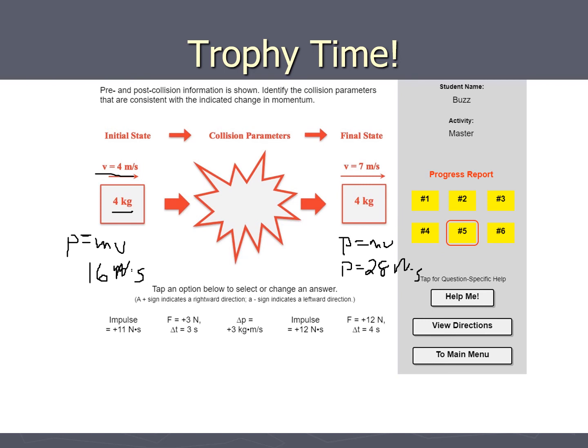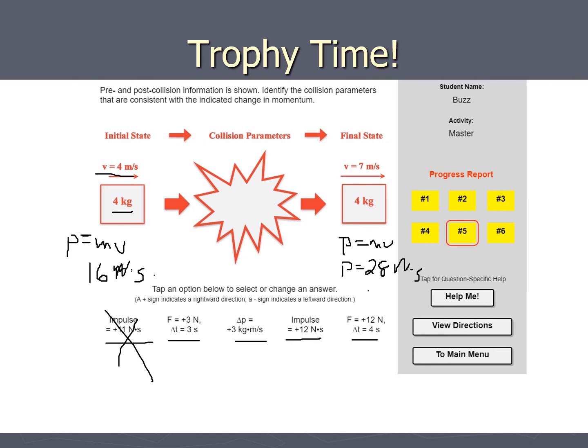All it wants to know is you just have to pick one of the 5 things down here that would change the momentum from 16 to 28. How much is the momentum changing from 16 to 28? It is increasing 12 Newton seconds to the right. So which of these shows 12 Newton seconds to the right? Well, no. This is 11 Newton seconds to the right. 28 minus 16 is 12, by the way.